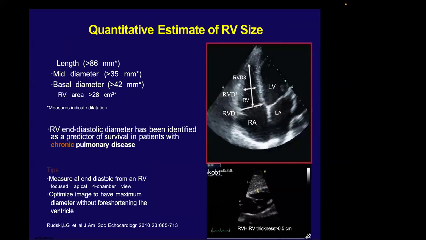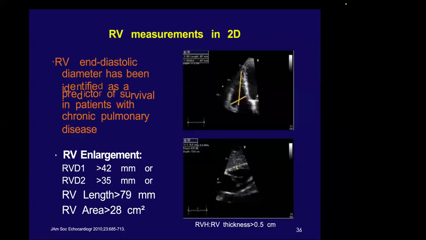Quantitative estimate of the RV size: the length, mid diameter, basal diameter, and RV area. Length more than 86, mid diameter more than 35, basal diameter more than 42, and RV area more than 28 indicate dilatation. RV end diastolic diameter has been identified as a predictor of survival in patients with chronic pulmonary disease. Tips: measure at end diastole from an RV-focused apical 4-chamber view. Optimize the image to have maximum diameter without foreshortening the ventricles.